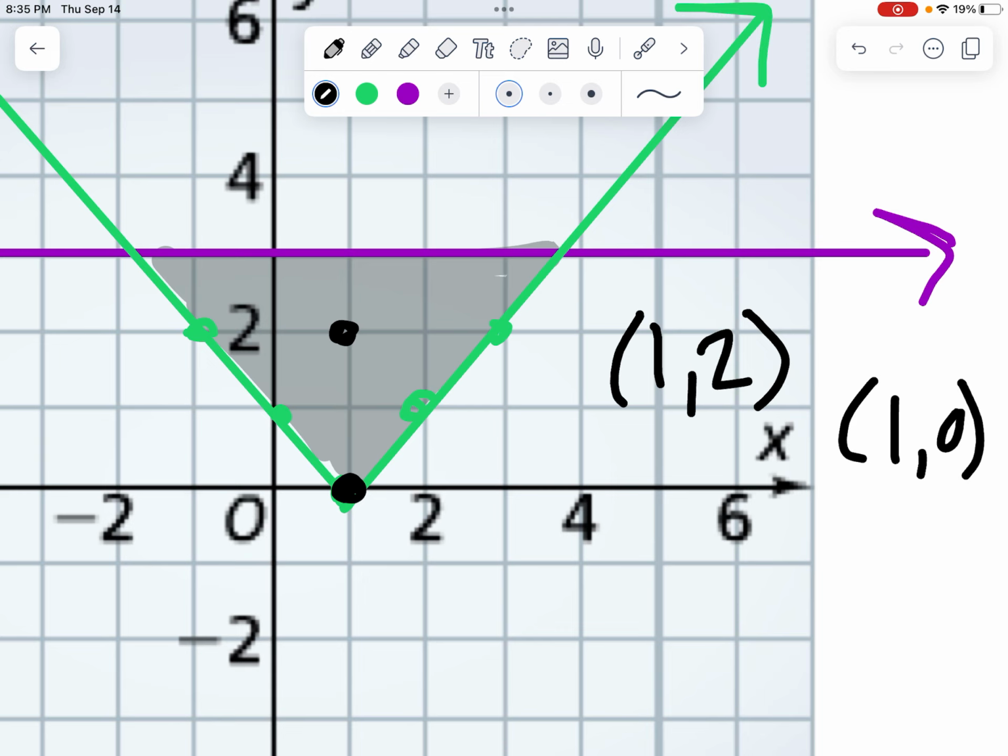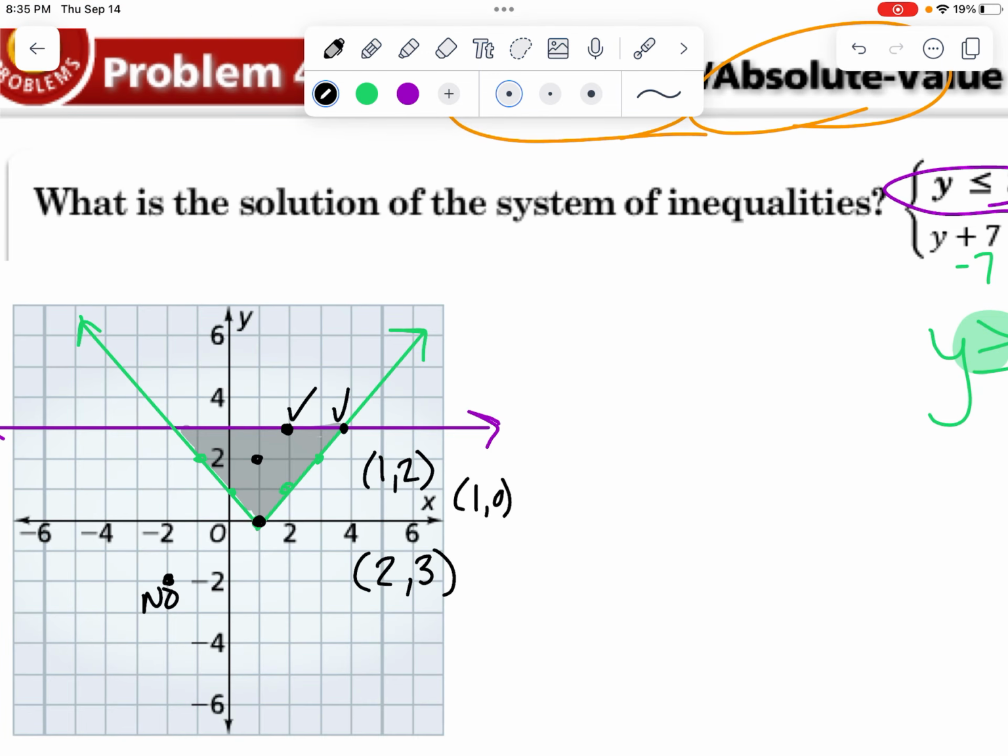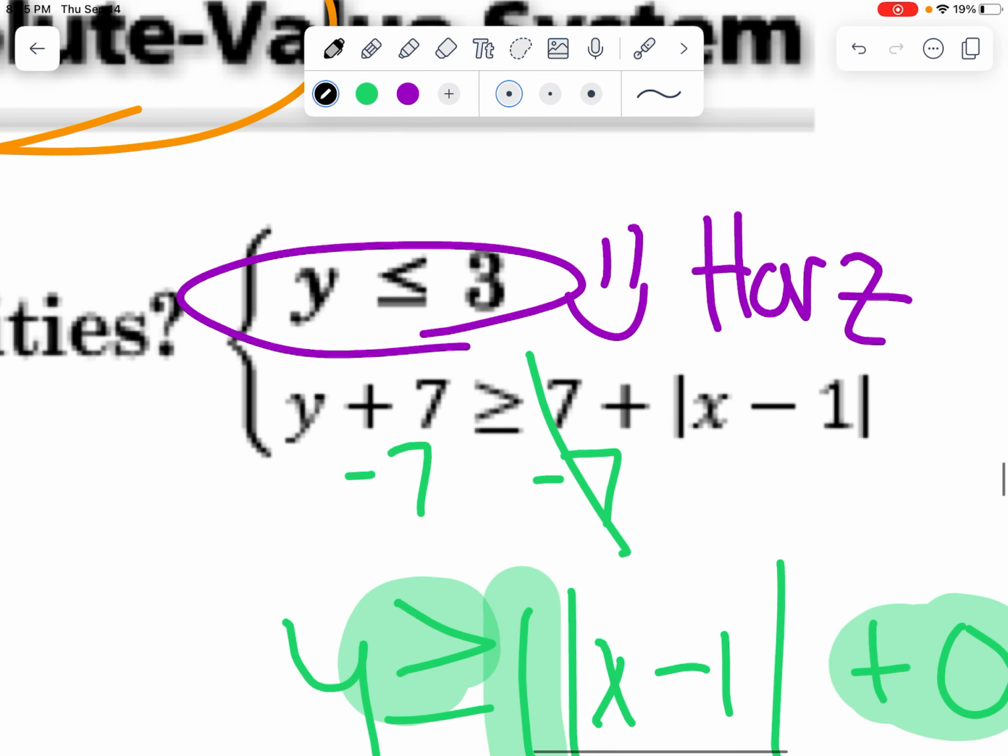What do you guys think about this one? What do you think about (2, 3)? Yes, it's on a solid line, so it's a solution. What about their intersection? Yes. What about (-2, -2)? No.